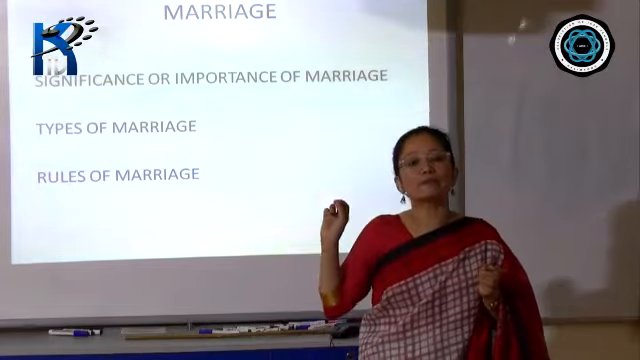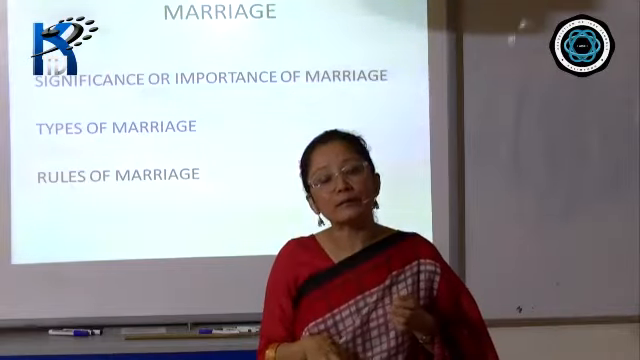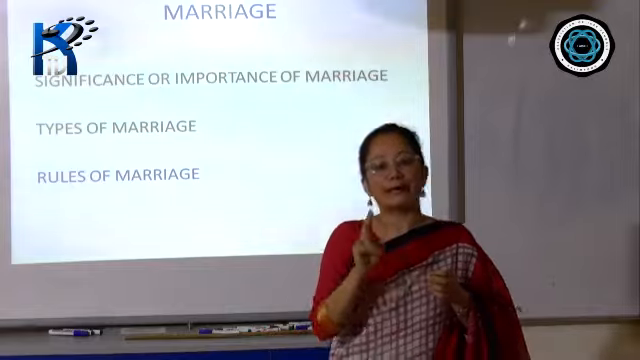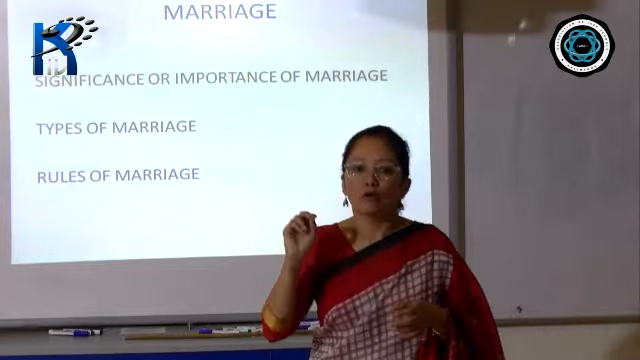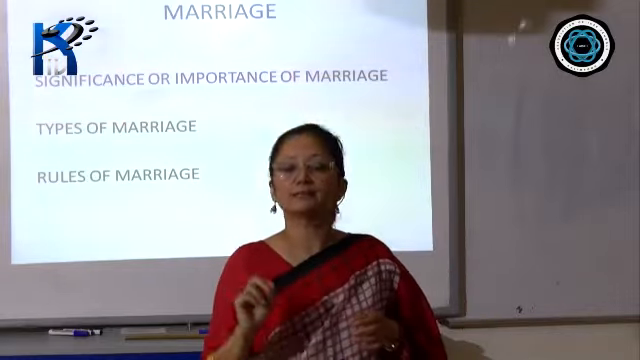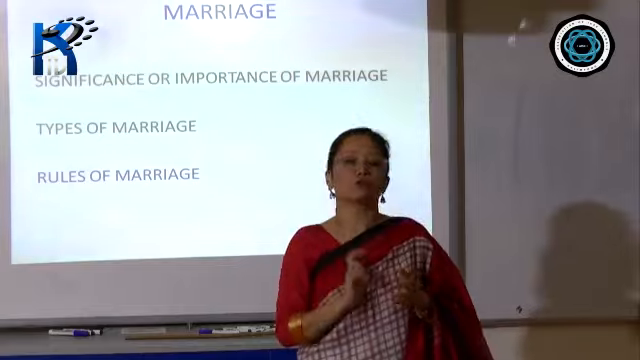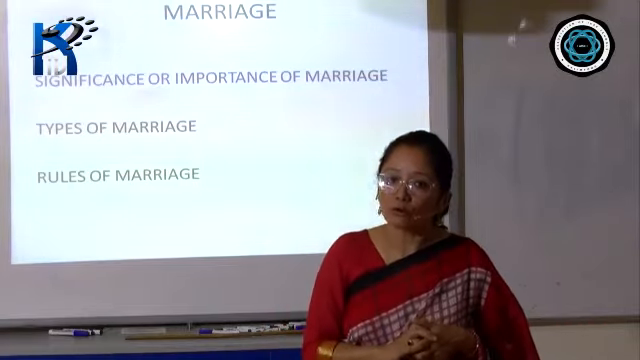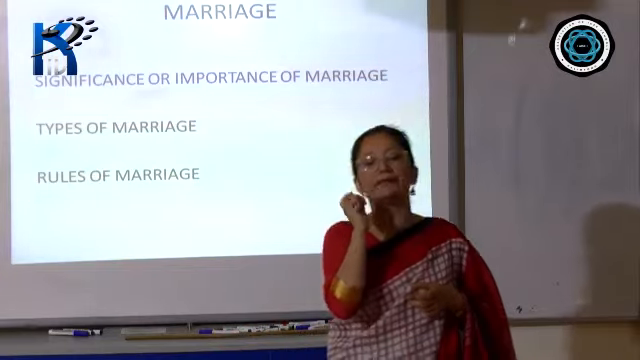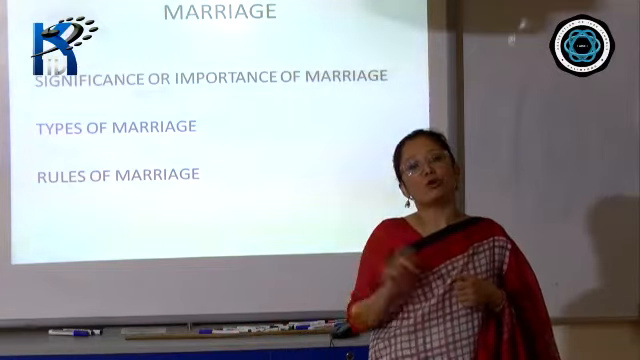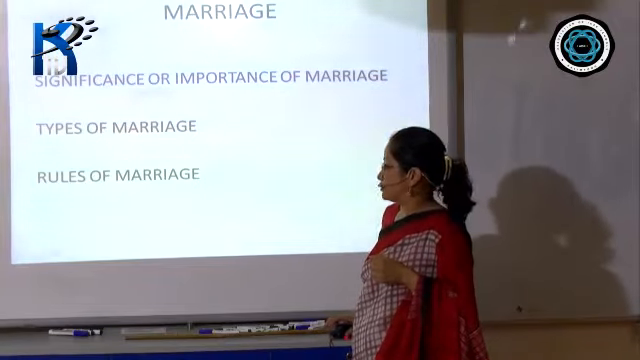So types of marriage, long question on polygamy, you have on hypergamy, and sometimes you get it on endogamy, exogamy, etc. Levirate and sororate normally comes in the objective section, where you need to differentiate between levirate and sororate. There has been no question so far on cousin marriage. You just have endogamy, exogamy, and you have it on polygamy. The next is rules of marriage.